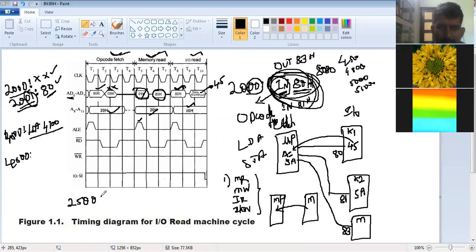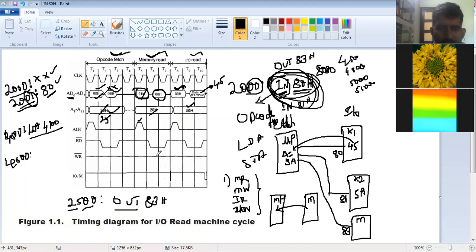2500 OUT 83H. What all should I replace? Tell me what I should write here. 25. Here the same 00 because it is 2500. Okay, then what should I write here? XX. Okay, very good.